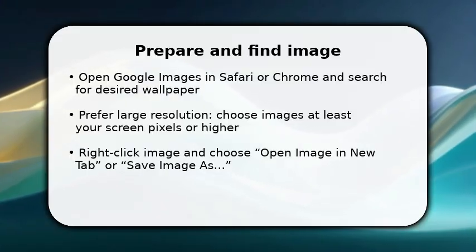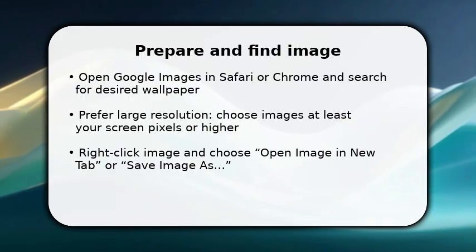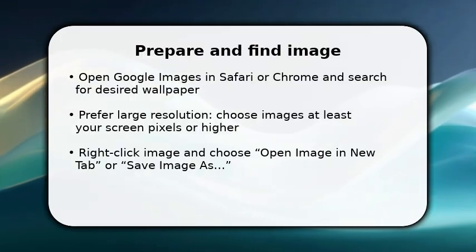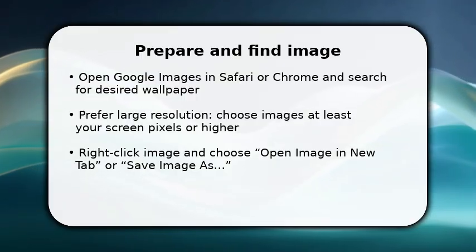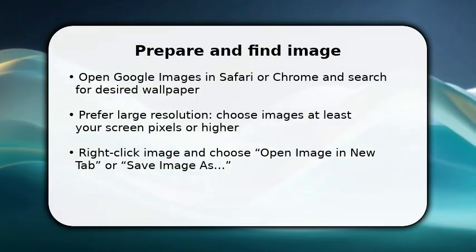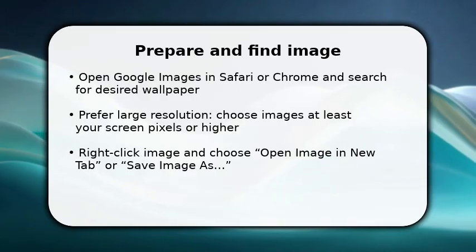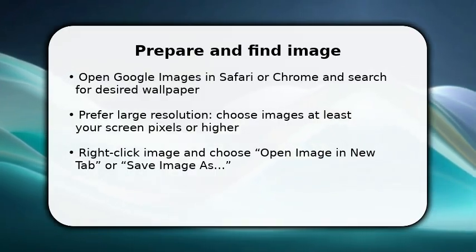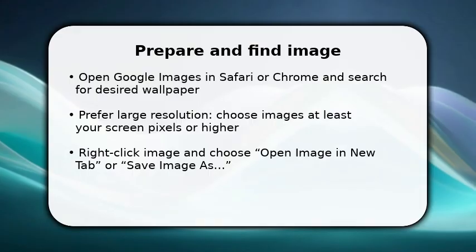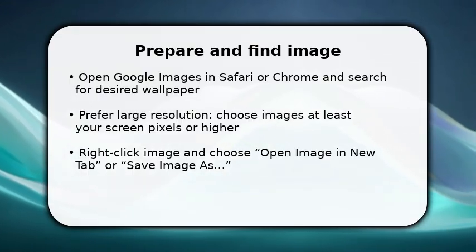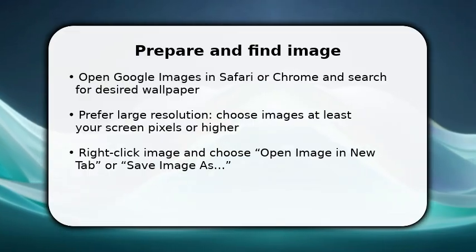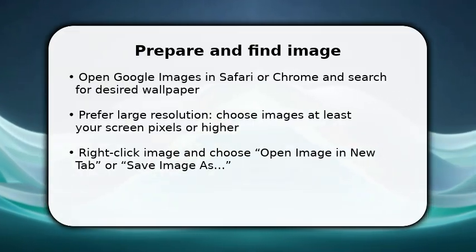You start by locating a proper image and ensuring quality. Open Google Images and pick a high-resolution picture so it won't look blurry. Once you find it, open the image in a new tab to access the direct file or save it to downloads. Saving is safer if you'll edit or crop. Make sure the image matches or exceeds your screen pixels. This prevents stretching. Now that the file is ready, move on to accessing wallpaper settings on your Mac.